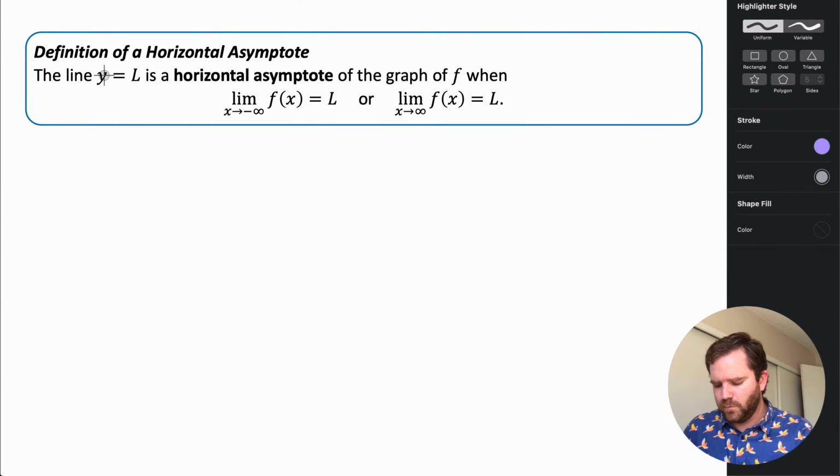So we say the line y equals L is a horizontal asymptote of our graph if my limit as I approach either negative infinity or positive infinity is L. Now, L is a finite value here, just like it was in our limits. So if our function approaches some finite value as x goes off to positive or negative infinity, we say that that finite value y equals L represents a horizontal asymptote.